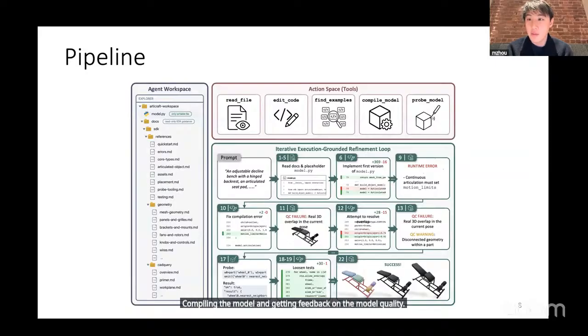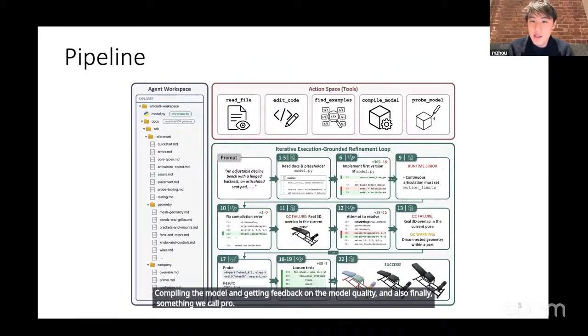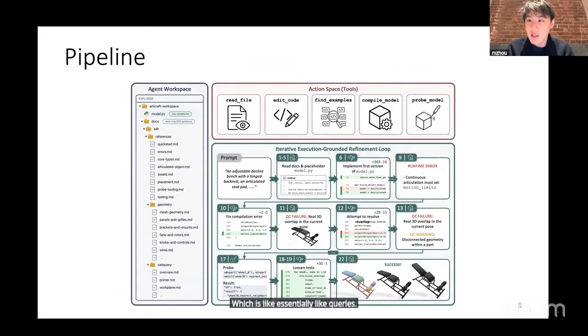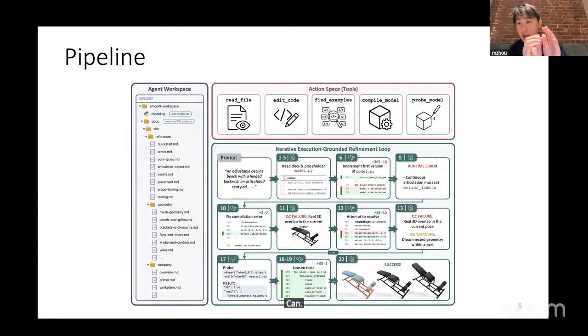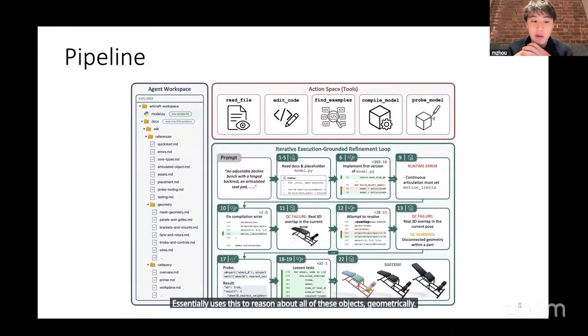And also finally something we call probe model, which is essentially queries that the agent can execute against the model. So it can be like, okay, for these two parts, I need the distance between these two parts. Or for these two parts, do they overlap? And if they overlap, can you calculate how much they overlap by? And the agent essentially uses this to reason about all of these objects geometrically in code and also just purely in text.